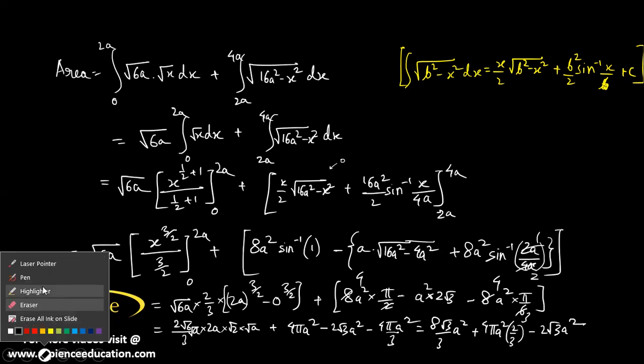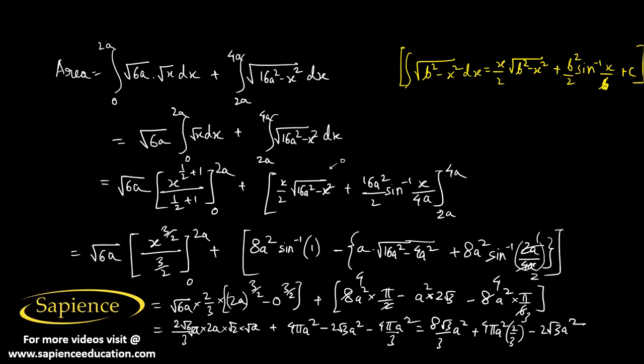So this will be equal to 2 root 3 a square by 3 plus 8 pi a square by 3. So the simple answer we can write in this way, that is 2 root 3 plus 8 pi, whole divided by 3, into a square. This is the final answer.